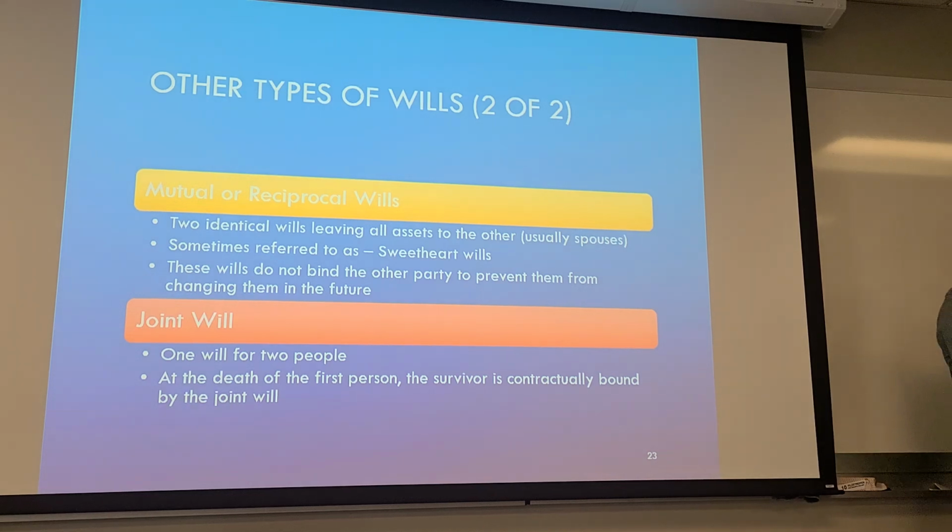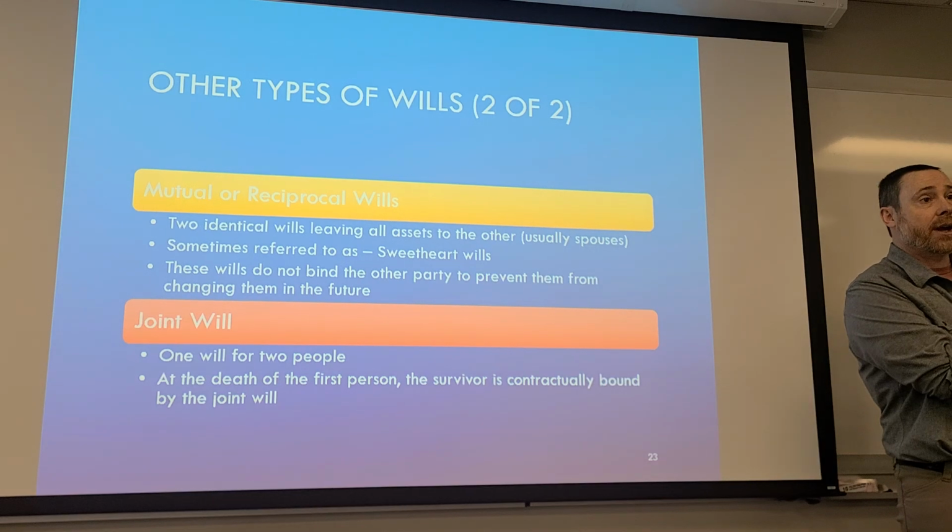The joint will, you don't want. You might think, oh, it's a little bit cheaper to do. So married couple, young married couple goes in, creates this joint will. 10 years later, 20 years later, maybe they're divorced, maybe one's passed away, but we're still bound by the terms of that will we created 20 years ago.